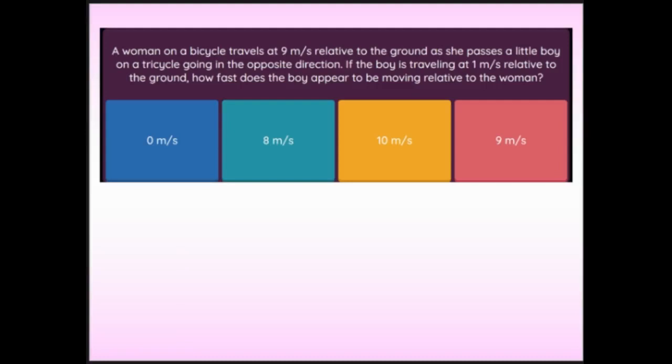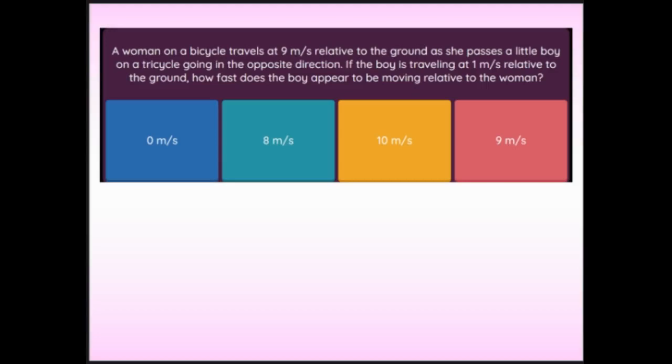Okay, a woman on a bicycle travels at what speed? 9 meters per second relative to the what? The ground. So what's a good subscript for woman? Capital W. Ground is G. So VWG is equal to 9 meters per second. And we can go with Ali's choice before and say it's also north, unless they say something different.